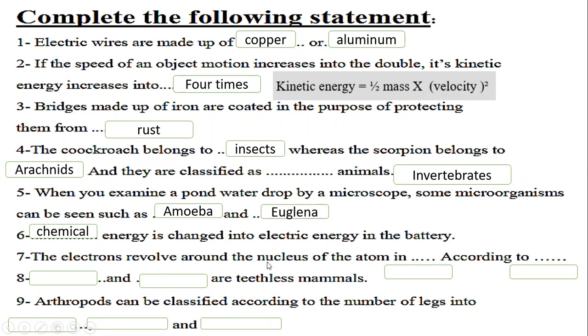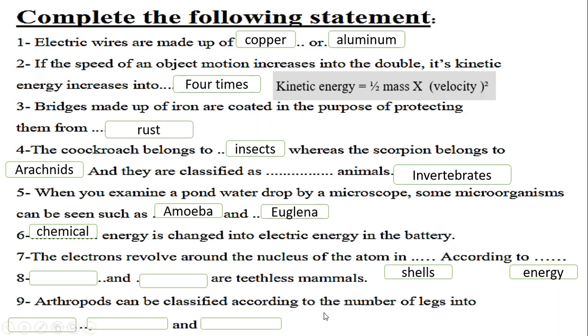The electrons revolve around the nucleus of the atom in where do electrons revolve around the nucleus? Yeah, in shells or energy levels. You can say energy levels or you can say shells, according to their energy. The lowest energy is, yes, K and the highest energy is Q.